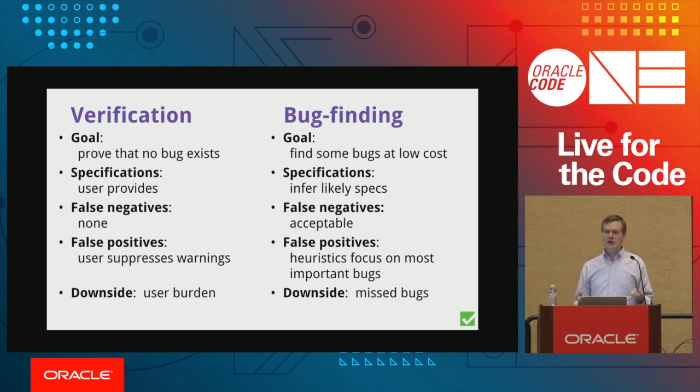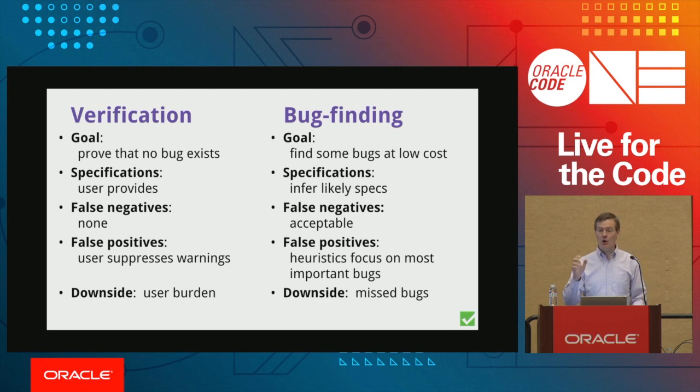So in verification, the user writes specifications. You write the documentation of what your code is supposed to do. Because the only way to ever find a bug is to compare two things: the code against the tests, or the specs against the code. In bug finding, the tool guesses what your specs probably are and then tells you some things that are probably inconsistent with those probable specs. In verification, there are no false negatives. A false negative is when your code is buggy, but the tool says, hey, looks good to me. In bug finding, some number of false negatives are acceptable.